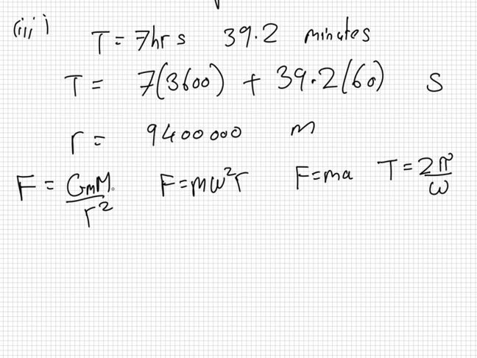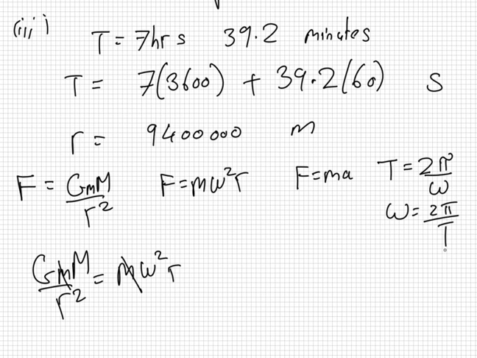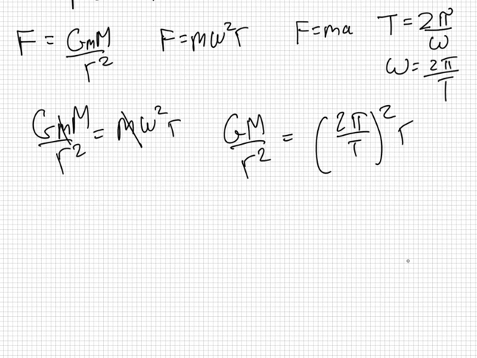So I think we can just put these together and we get GMm over R squared equals m omega squared R. Those m's cancel. But omega is 2 pi over T. So we get GM over R squared equals 2 pi over T squared R. So you get GM over R squared equals 4 pi squared over T squared R.